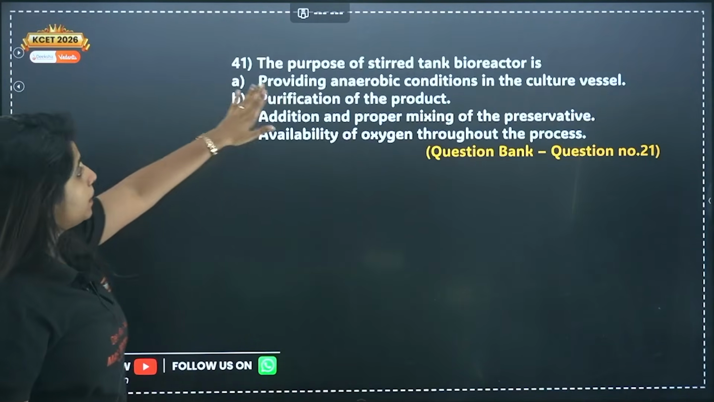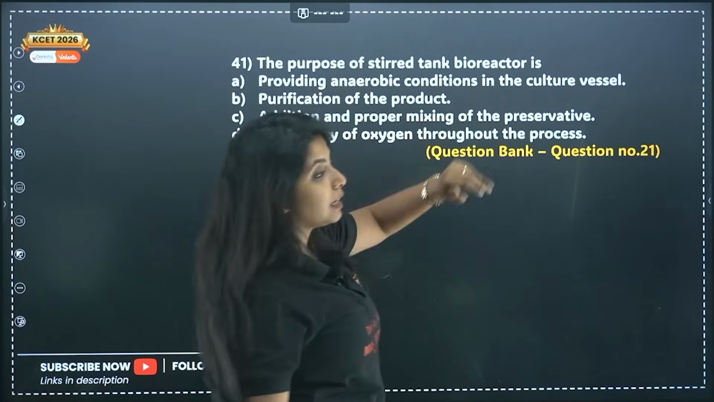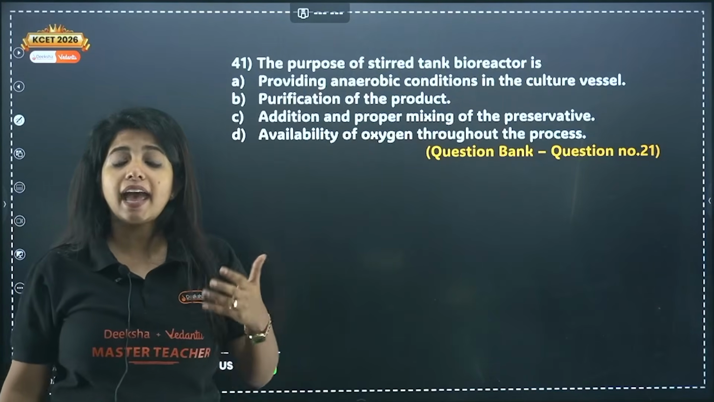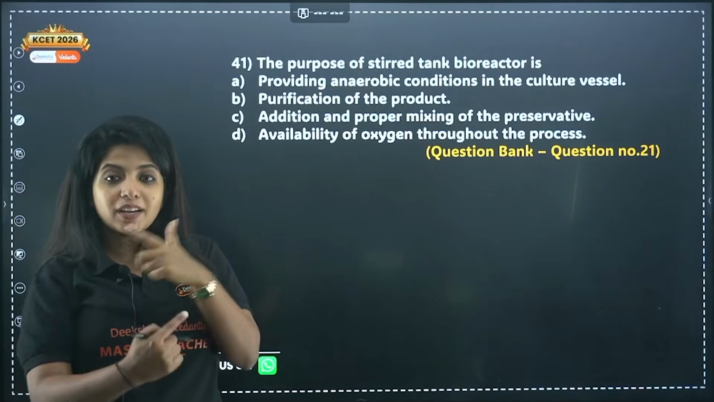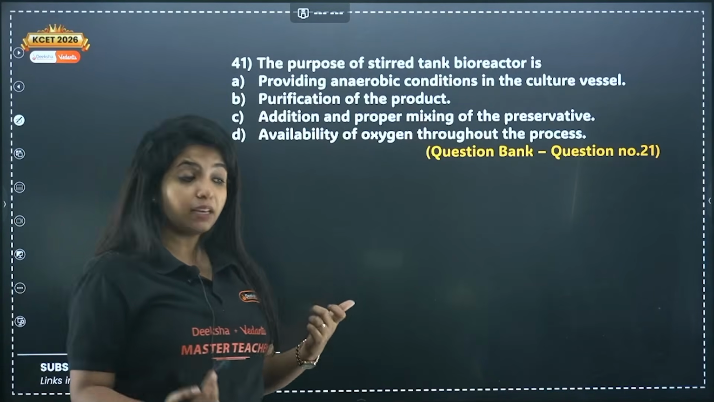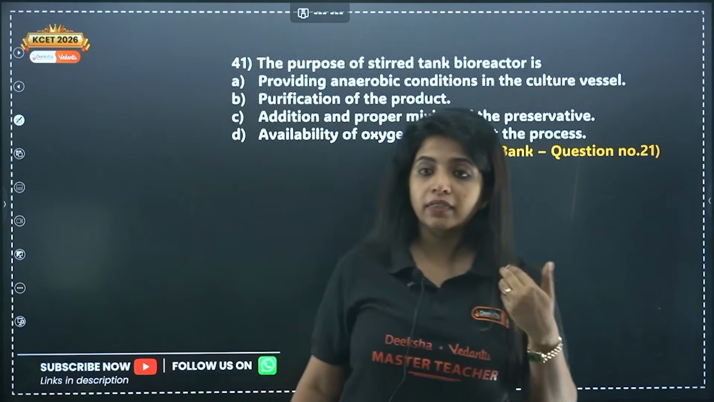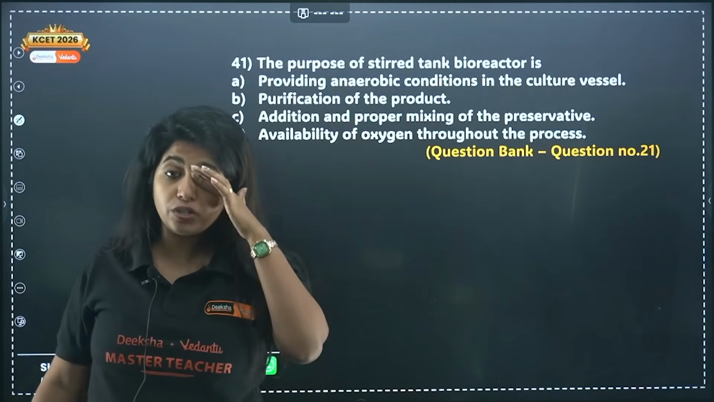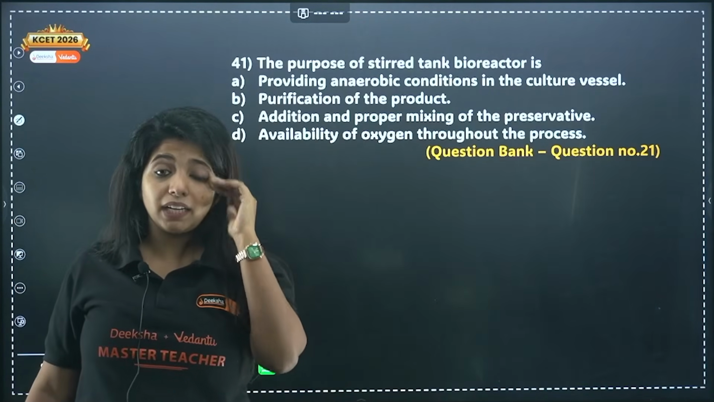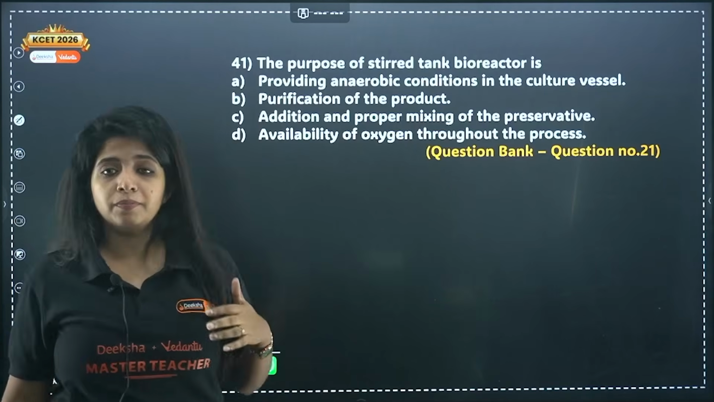Now, what is the purpose of a stirred tank bioreactor? Have you seen the stirred tank bioreactor? It is there for mixing out everything. By mixing out everything, I mean mixing out the nutrient content that we are giving. Apart from that, mixing the oxygen. If at all oxygen is not there, do you think the bacteria will be able to grow out there? No, it won't be. So that is the thing.